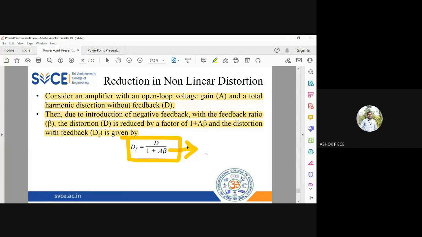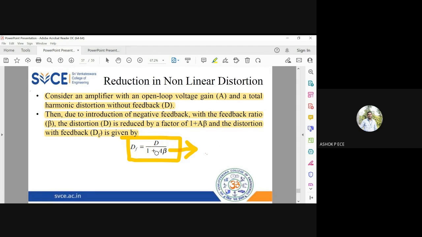beta. This is not the same case with whatever noise we have discussed previously. There we say that SNR is multiplied because I can study the performance of noise only with the parameter called SNR. But here I can see how much magnitude wise distortion is getting reduced. So I'll be using the term distortion after feedback or distortion with feedback DF. So this derivation is not there for us. Just remember distortion with feedback is distortion without feedback by 1 plus A into beta. Okay, so it is going to be reduced by 1 plus A beta.